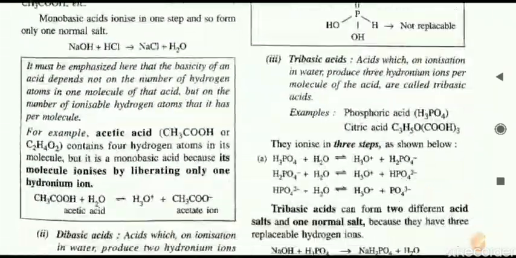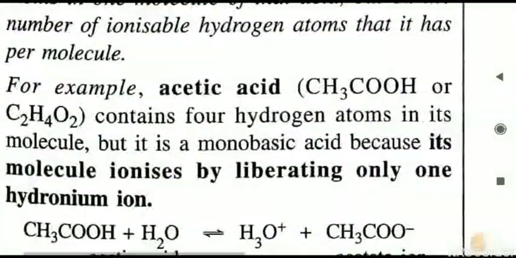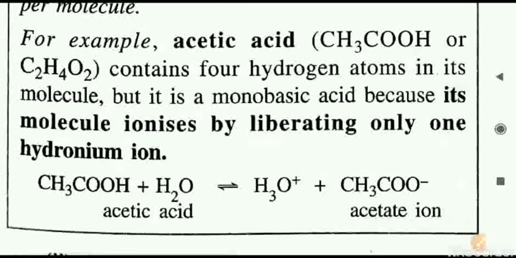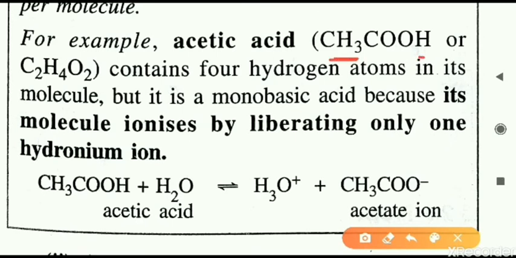Similarly, in the case of CH3COOH, that is acetic acid or vinegar, the bonding pattern is also such that only one hydrogen atom will leave. You can see in the formula H3 and 1 H here, a total of 4 hydrogen. By assuming the number of hydrogen, you will say the basicity is 4, but that is not possible.